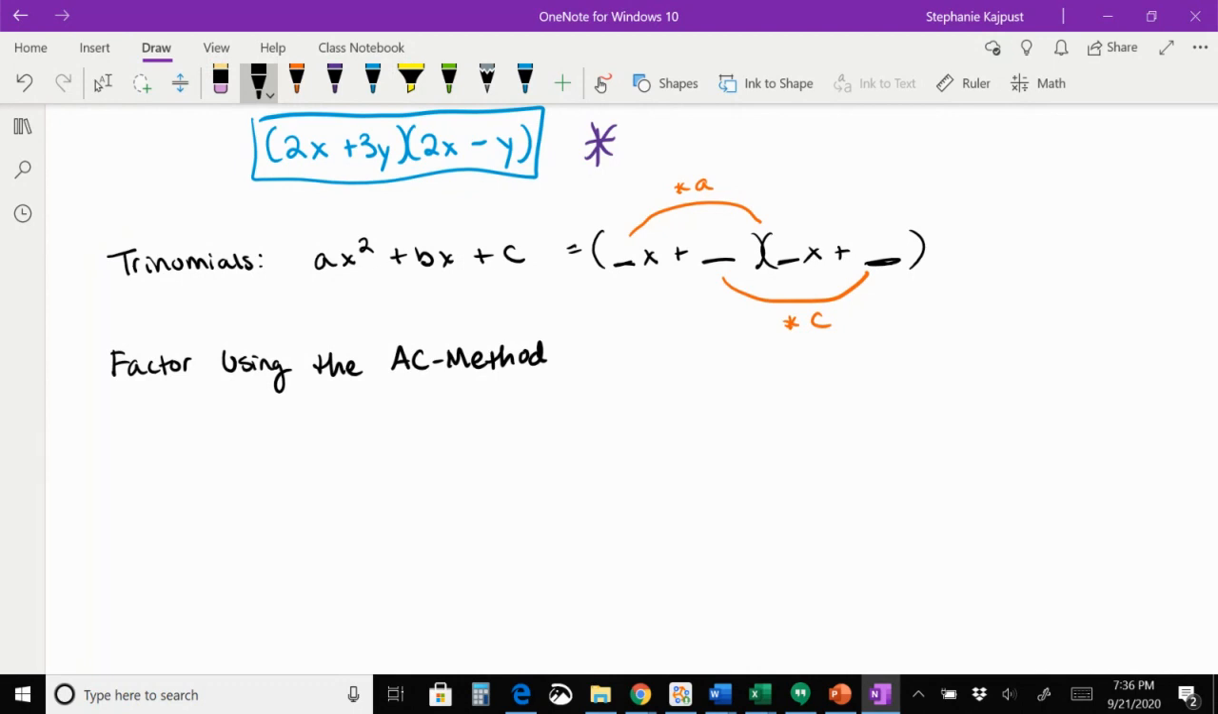So let's find a good one that we can do by grouping.